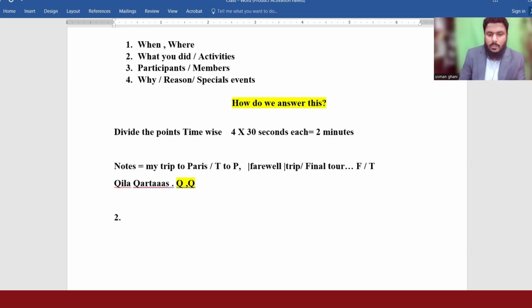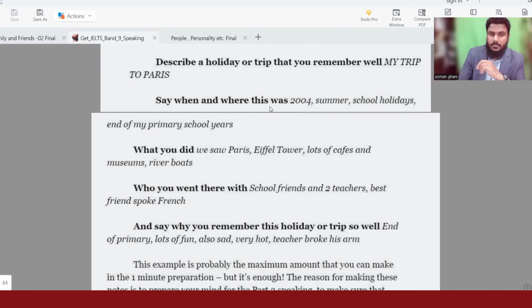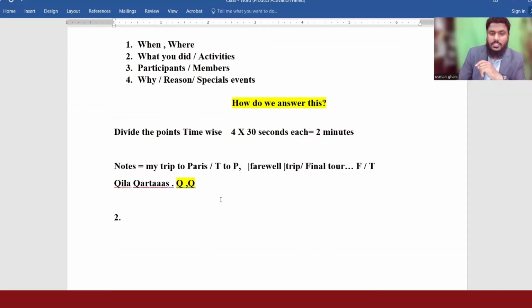We have to talk on, and what was point 2? The point 2 was: say when and where this was. Read this for me, Mr. Reis. Say when and where this was. 2004. 2004 summer school holiday. End of my primary years. Very well then.